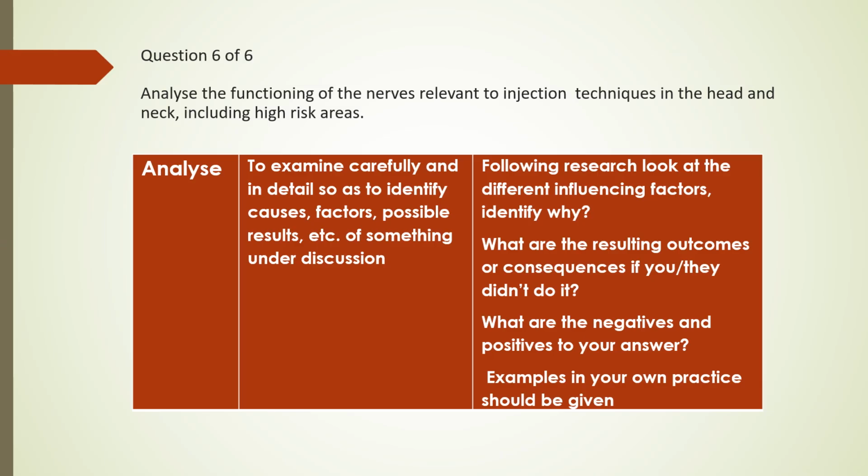So we lead to the last question. We're back with our analysis again, and this time we're going back to the nerves, and we're analysing the actual function of these nerves, and again we're linking it now to injection techniques and including our high risk areas. So it's taking that anatomy and physiology that you might have generally known for level 3, 4 and starting to think about the specifics of why you should know this.